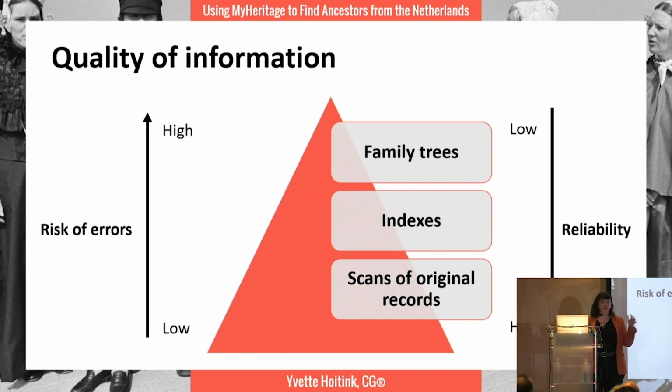And if you then compile all that information into a tree, you may accidentally combine the baptismal record of one person with the marriage record of another with the same name and fail to recognize that it is the same person. So family trees have even more risk of interpretation errors. And so I always use family trees and indexes as stepping stones to get to the original records, which I then analyze and draw my own conclusions from. And the wonderful thing is with MyHeritage, you have access to all three of these types of records.